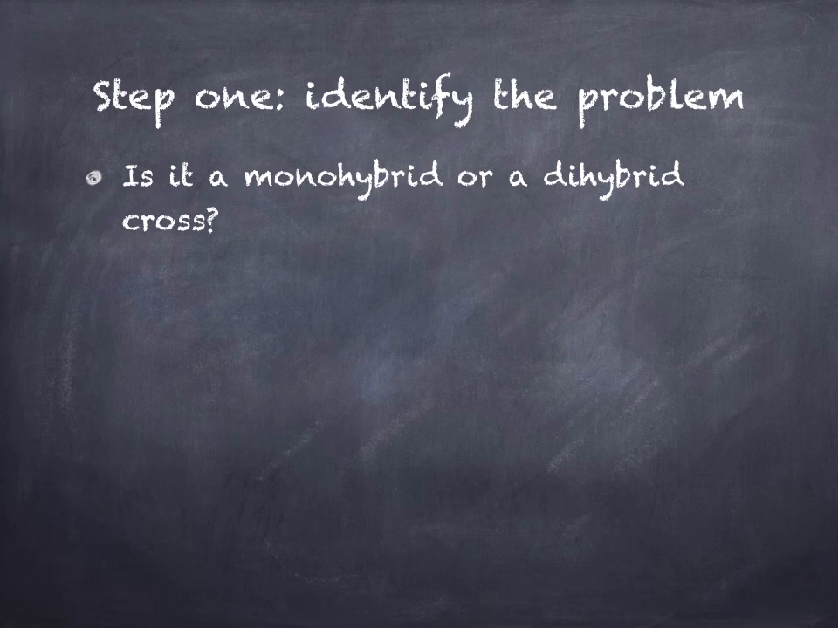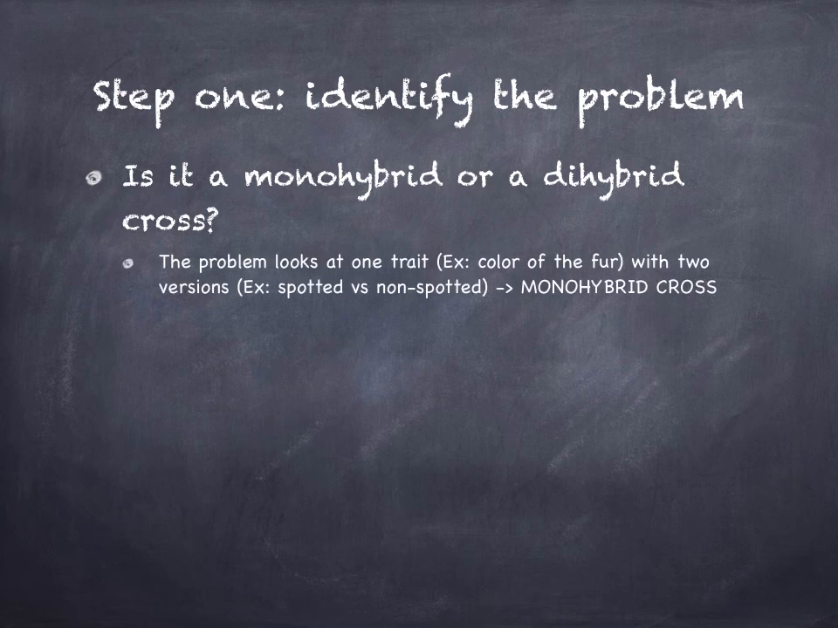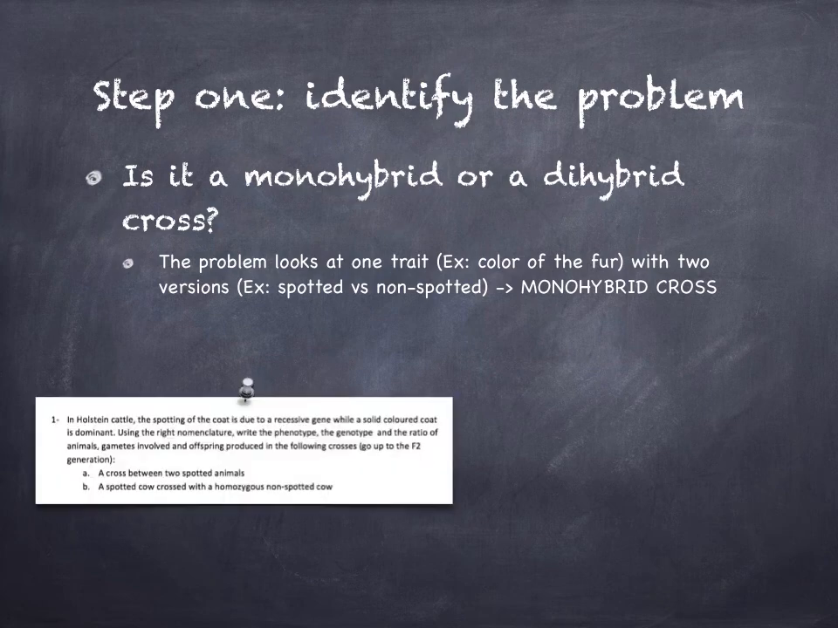So first read the problem and determine whether the problem looks at one trait, for example the color of the fur, with two versions. So for example spotted versus non-spotted, or a certain color versus a different color. And this is a monohybrid cross because we look at, in fact, one trait, which is the color, and this trait has two different versions. So in the example we give here, in the little problem shown here, we can see that it is a monohybrid cross.